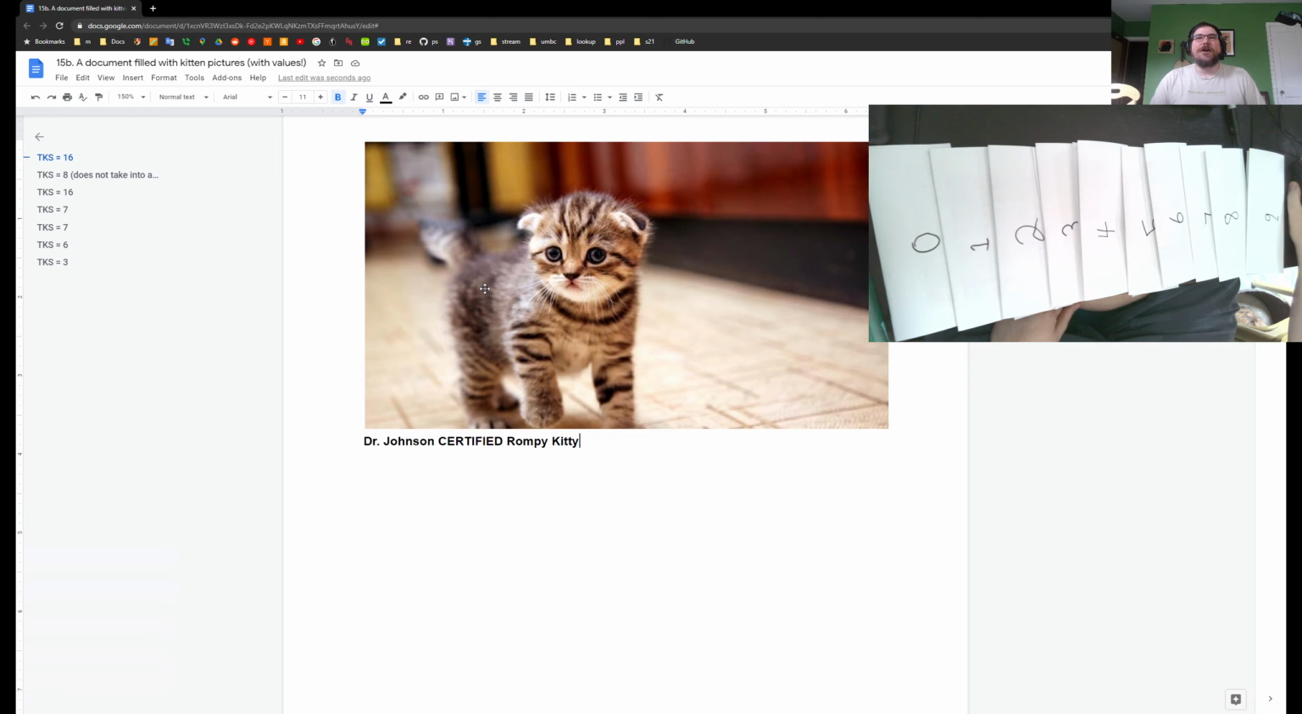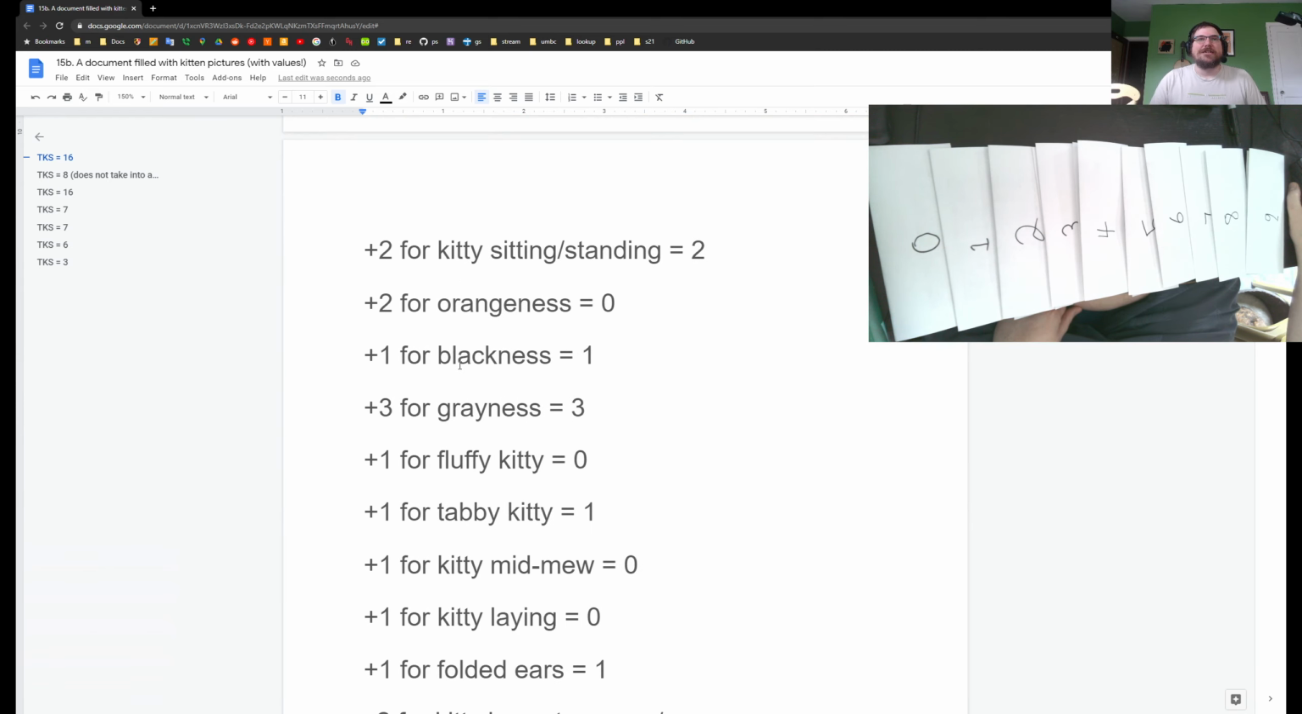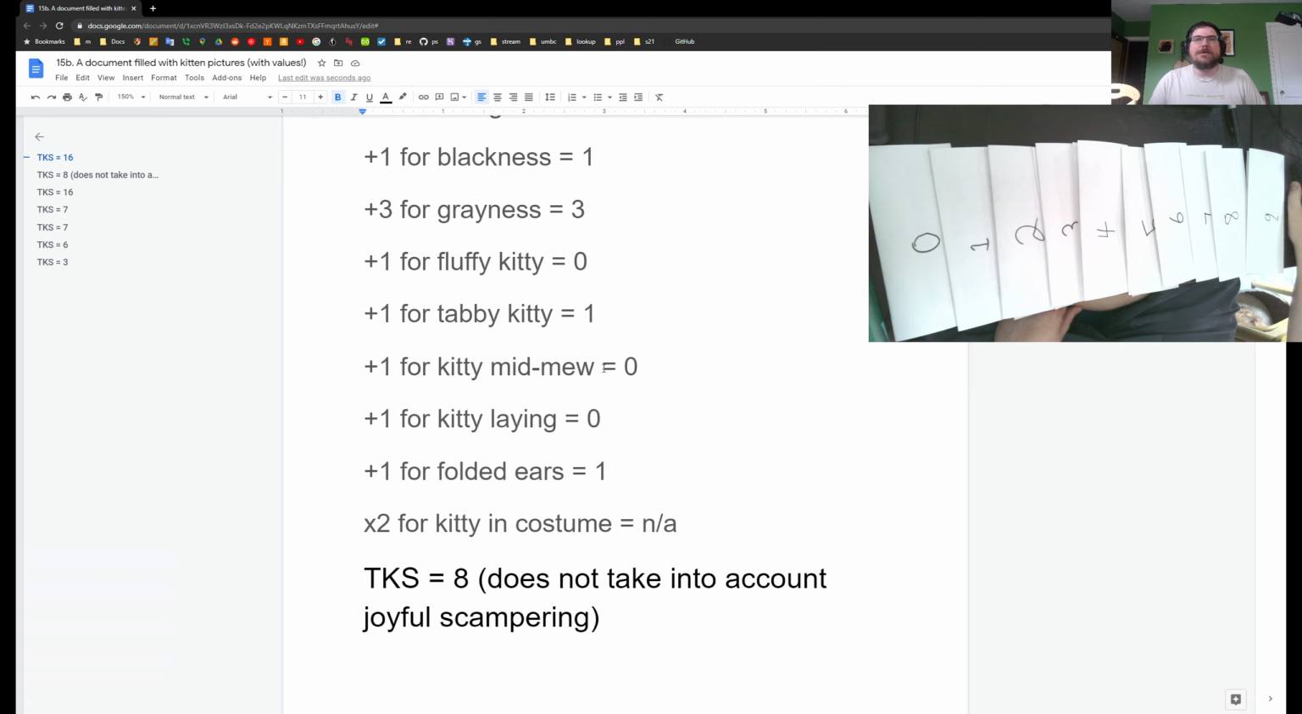Excellent. So, okay, let's look at our total kitty score for this romp master here. So it is sitting or standing. It's standing. It's got all this orange. We got all this totaled up, not mid mew. TKS is 8 for this one, and that does not take into account any joyful scampering or anything similar, right? It's a rompy kitty. It does not affect its total kitten score. That's just bonus. So here we go.